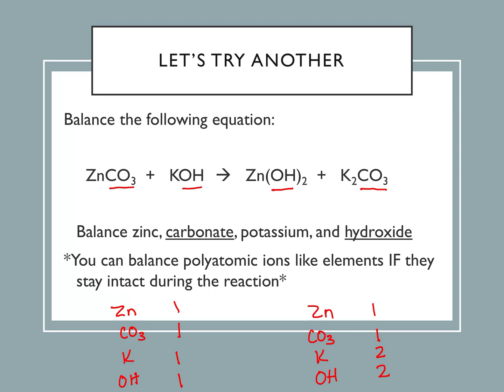So if we balance our potassiums here by putting a 2 out front, that will cause us to have 2 potassiums, but also 2 hydroxides. And that will actually balance our equation just fine. But the whole point of this slide is to show you that you can balance the potassiums and the carbonates and the hydroxides, those polyatomics, just like elements if they stayed together during the reaction.